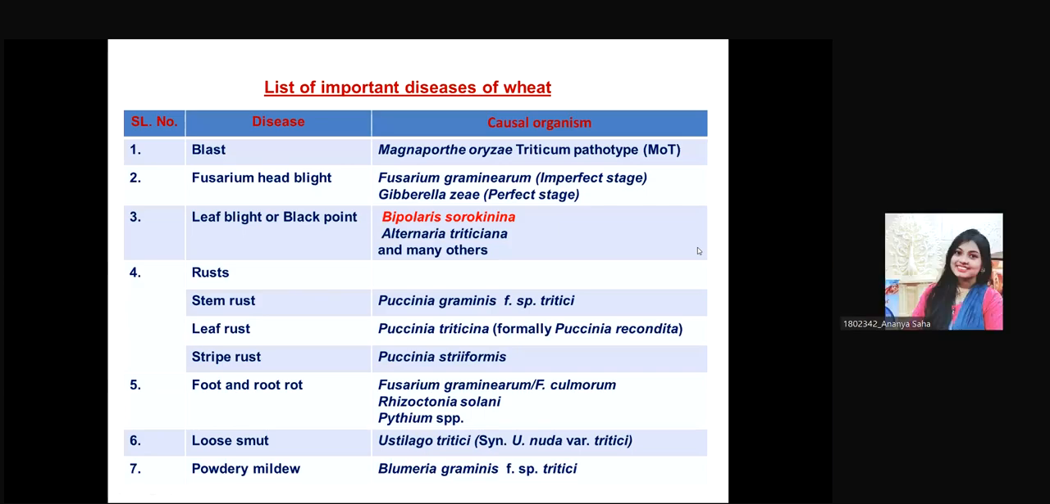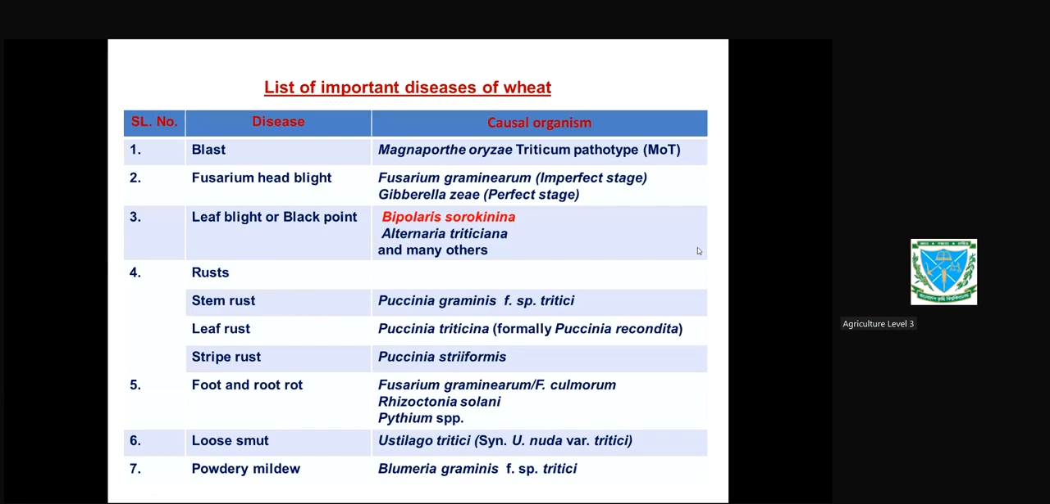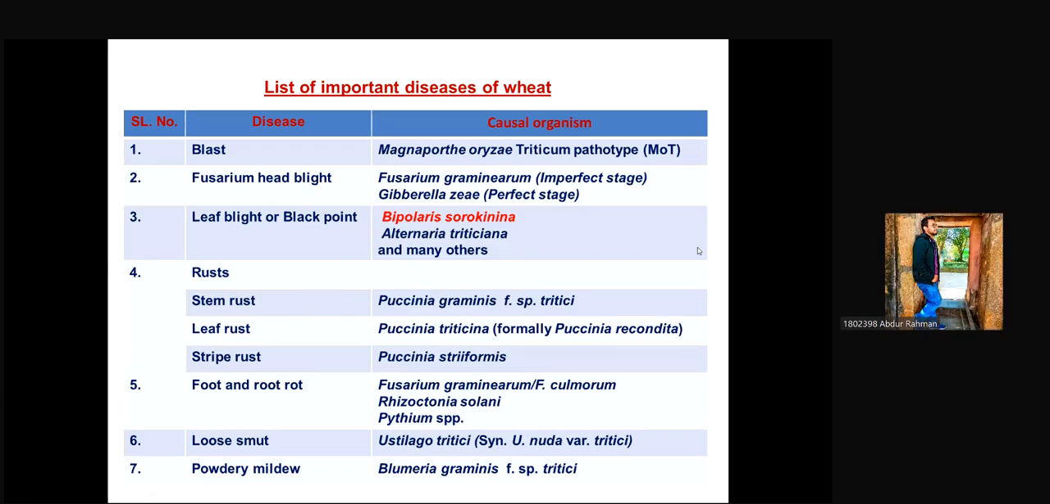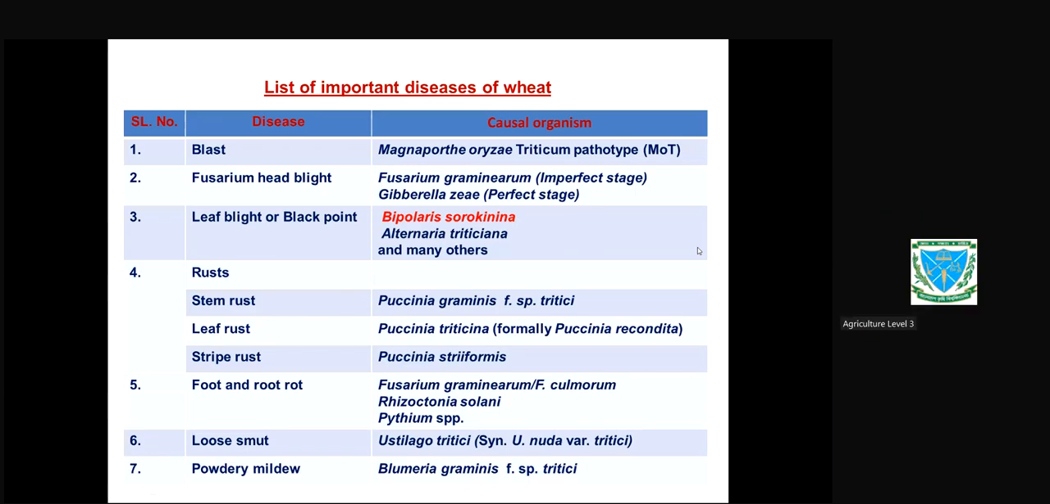The fungi reproduce asexually. That means they can produce spores or conidia. When they go for sexual reproduction, this stage is called the perfect stage, Gibberella zeae. So the main pathogen is Fusarium graminearum. A very close disease is Fusarium head blight. Then the third one, leaf blight or black point.